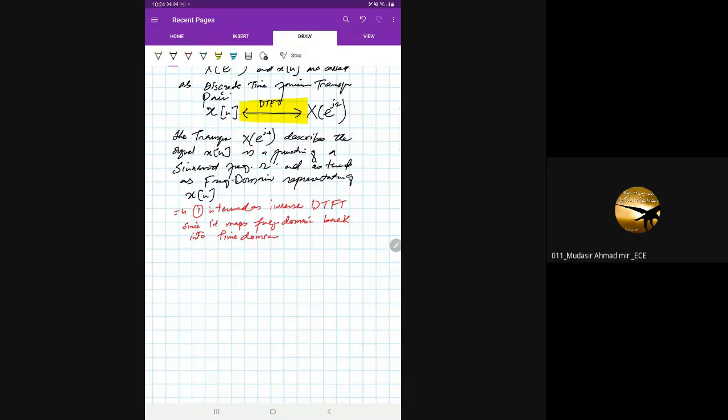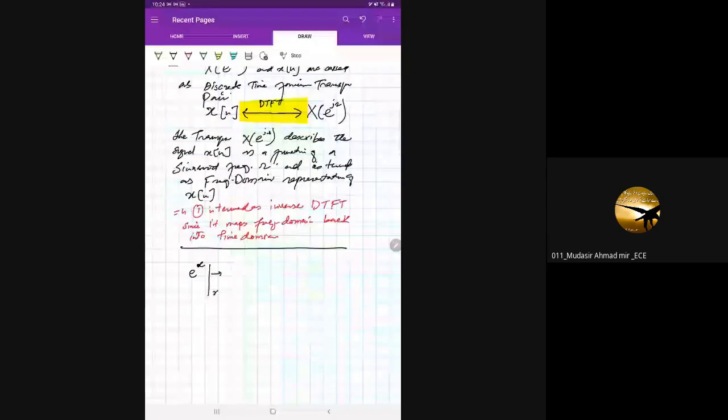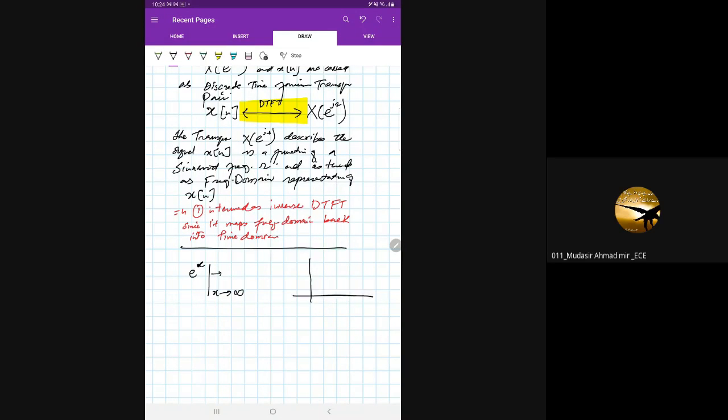See, this is an equation. Say, for example, I have an equation e raised to power x. If x will tend to infinity, and I plot e raised to power x, it will go like this. So this is x here. As x tends to infinity, e raised to power x also tends to infinity.